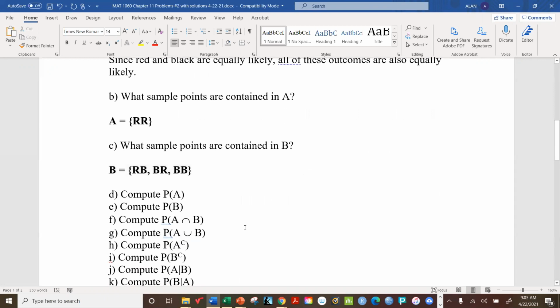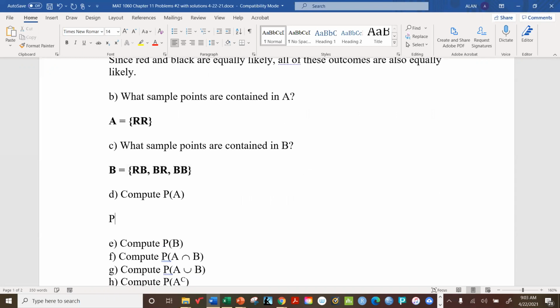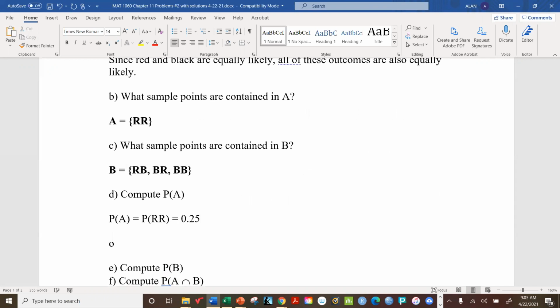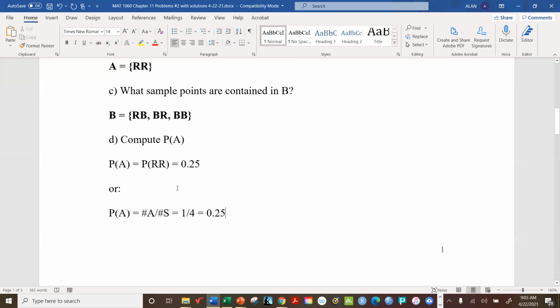All right, probability of A. Now, again, remember, we have multiple ways of doing this. We can either just simply count how many there are. So each element is equally likely. And so we can just count how many there are. Actually, you know what we could do? Let's do it this way. Or we can count it as the number of elements in A over the number of elements in the entire sample space, 1 out of 4, which is 0.25. And again, we can only do that because they're all equally likely to occur.